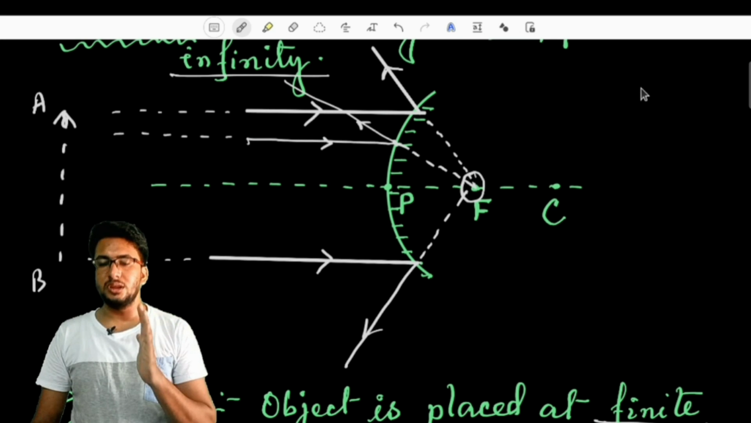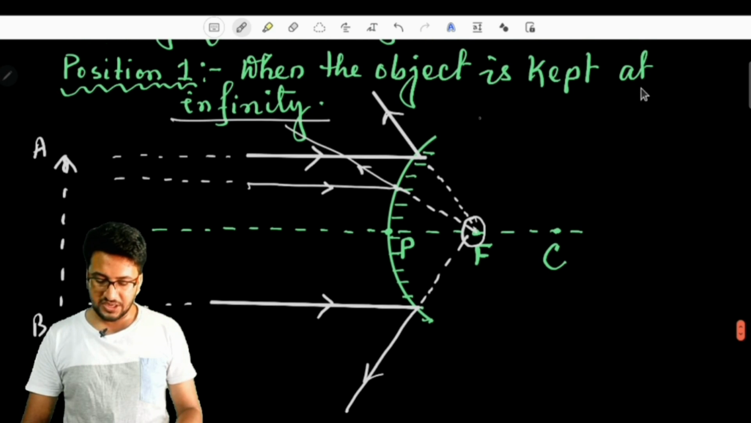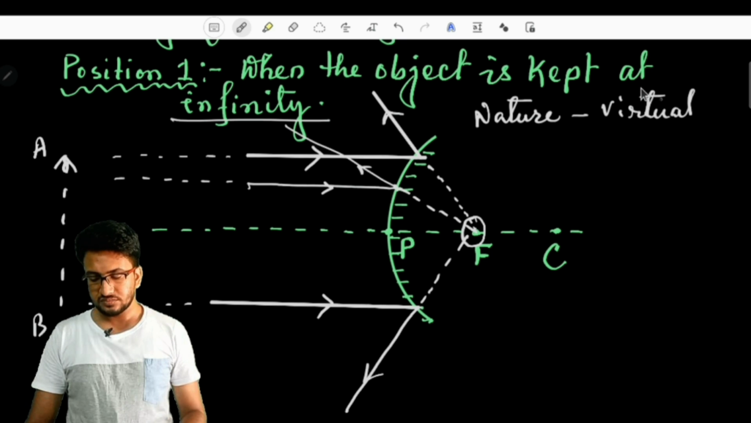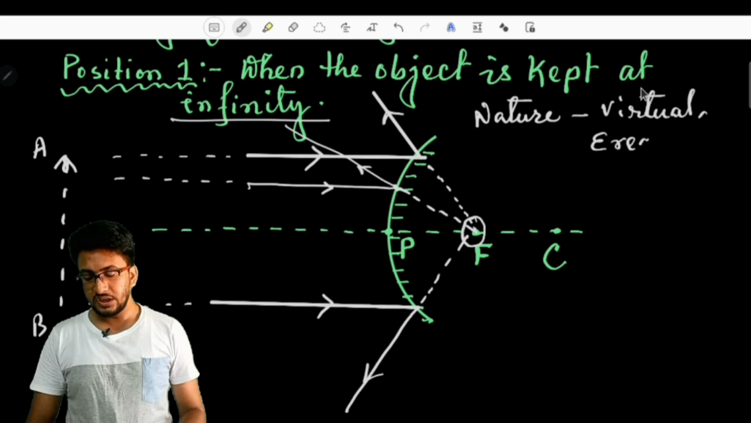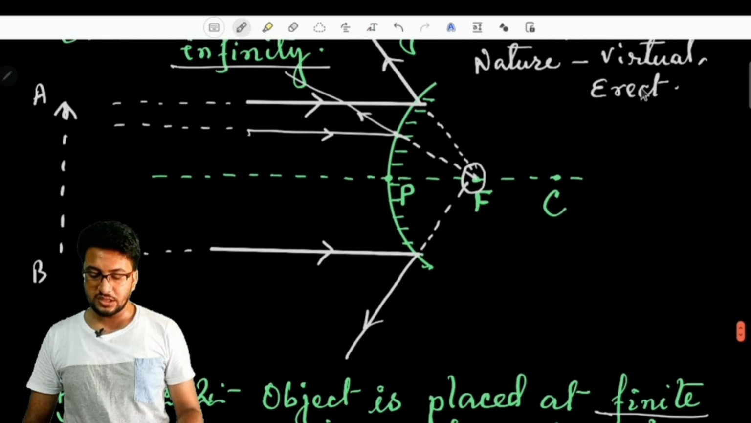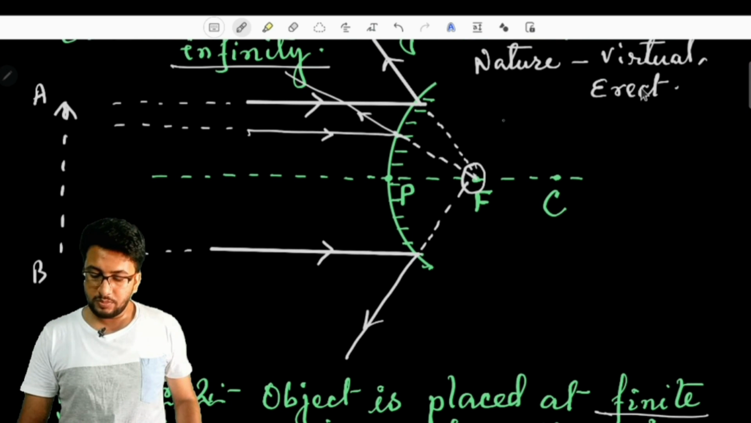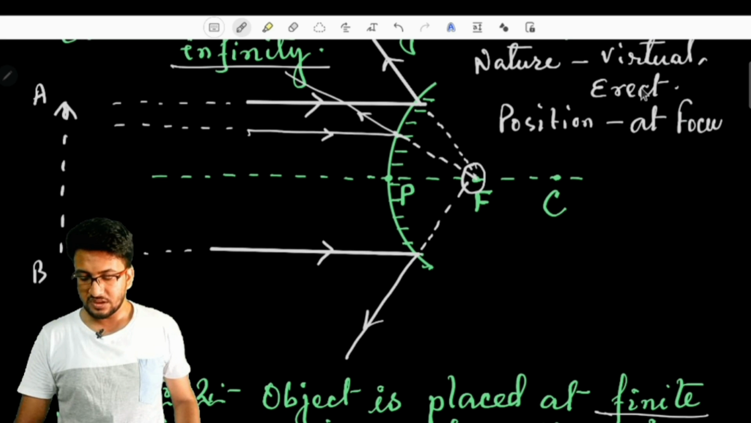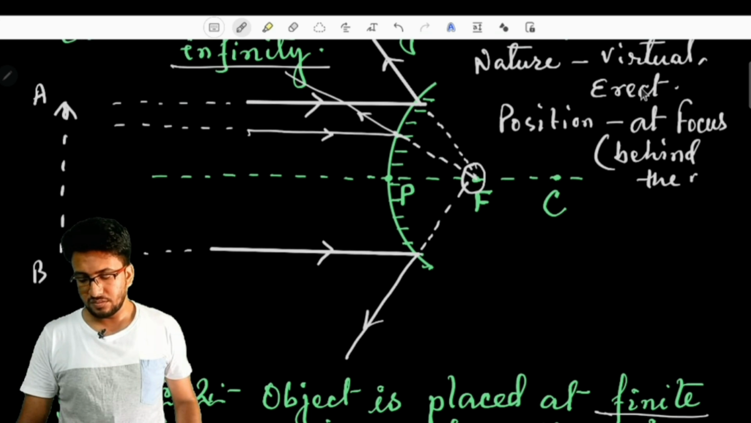That means the nature of the image will, firstly, be virtual, and if it is virtual, then definitely it has to be erect. Secondly, we will define the position of the image. The position of the image will be found at the focus. In brackets you can mention virtual image, or behind the mirror. You can mention at focus, behind the mirror.